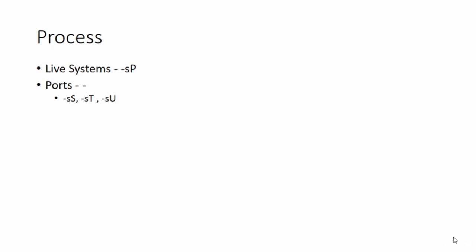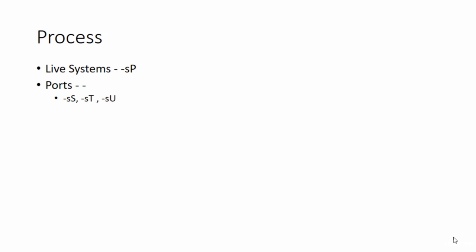Now we have 3 different options. Remember, the dash lowercase s is for scan, and we're using the Nmap tool. The uppercase S means a SYN, or what we call a stealth scan, or another way of looking at it, a half-open scan. And then the dash lowercase s, uppercase T is a connect scan.